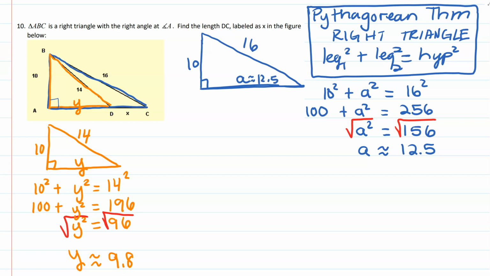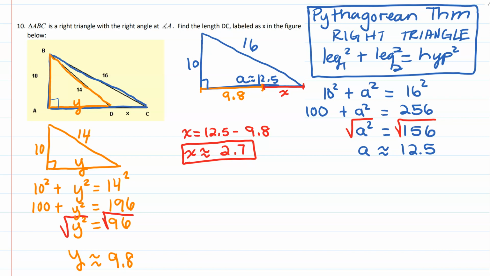Now, we know from the orange triangle, this part right here is 9.8, and this part right here is x. So x is equal to 12.5 minus 9.8. So x would be approximately 2.7. And that's how we found x.